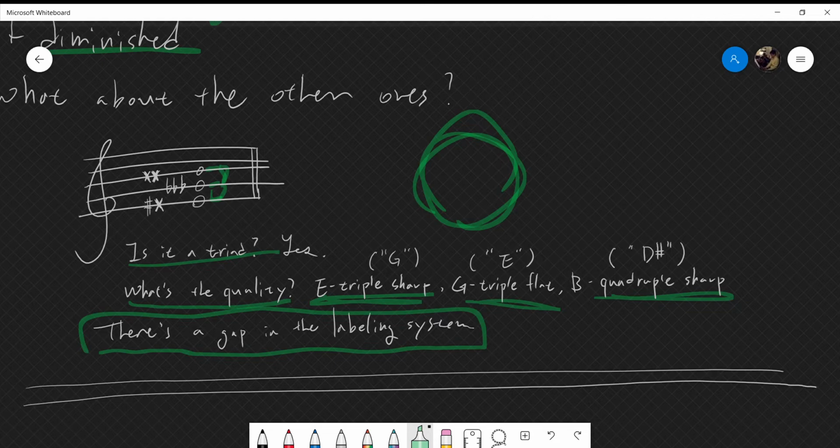So to fill the gap, we are expanding our notion of triad and calling them a trichord. Trichord meaning any grouping of three notes.